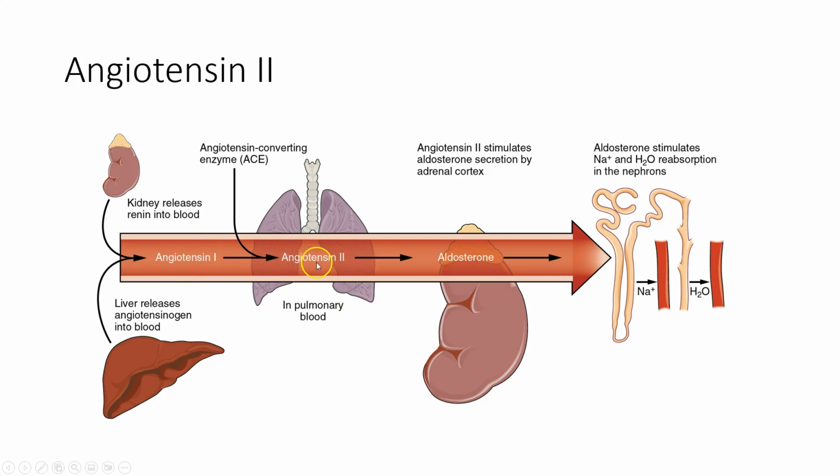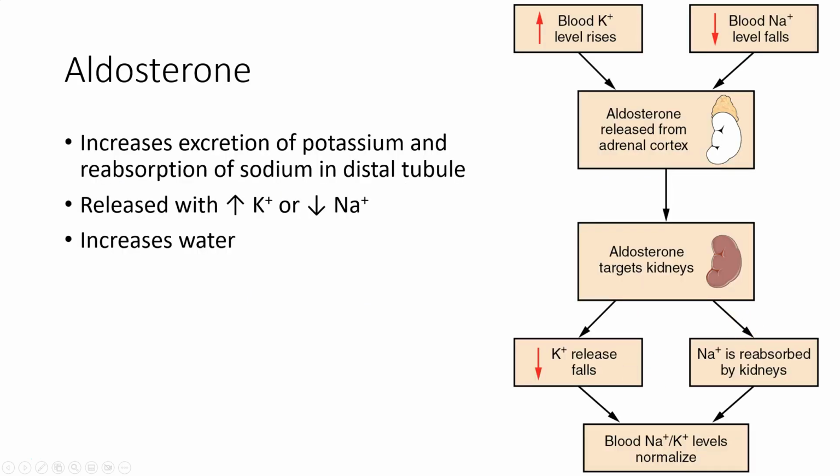So again, the production of angiotensin II will then lead to aldosterone. So aldosterone is secreted by the cortex of the adrenal gland, which are located right behind the kidneys. And we're going to see how aldosterone stimulates sodium and water reabsorption in the nephrons. So if there is too much blood potassium or too little blood sodium, we can activate aldosterone from this adrenal cortex to help regulate that.